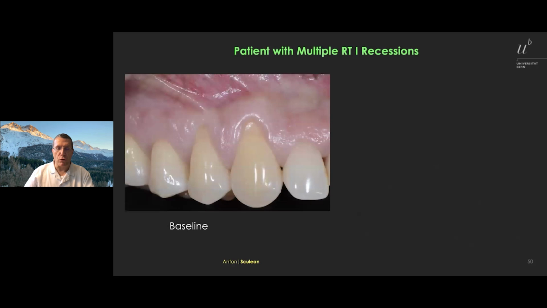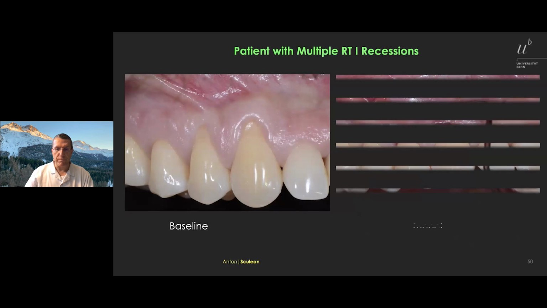Let me show you some cases, because in certain cases, with a correct indication, I started to use also the Fibro-Gide, but it is not so easy, because you have to have first a proper diagnosis. Again, I want to point out the correct diagnosis and indication. These are patients that have at least 2-3 millimeters of attached gingiva.